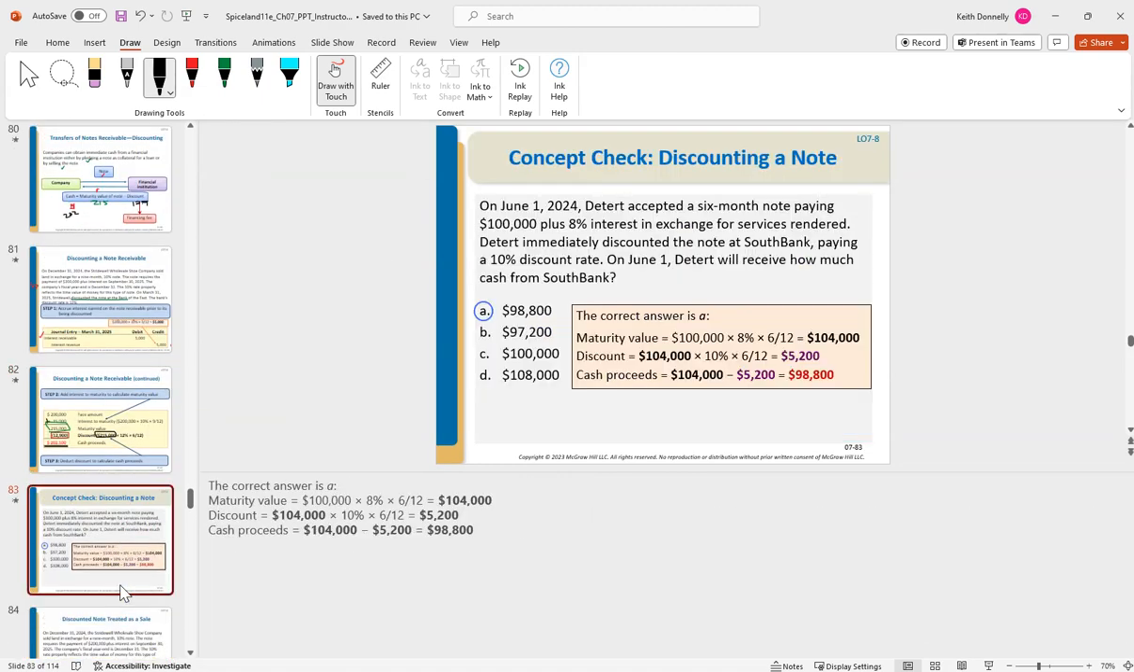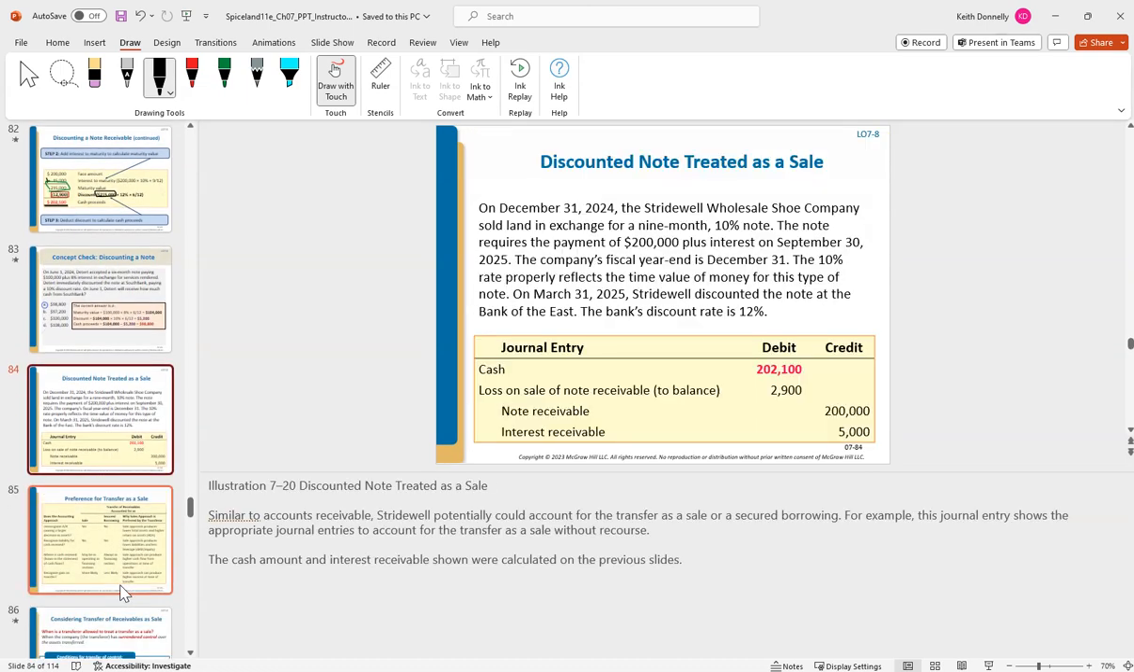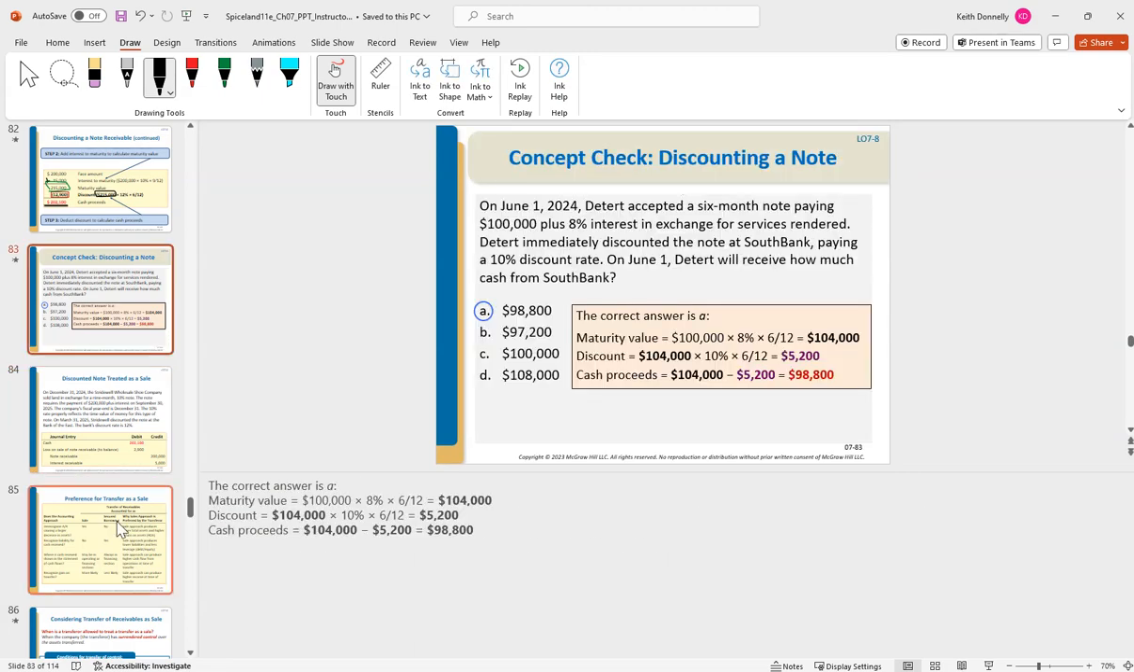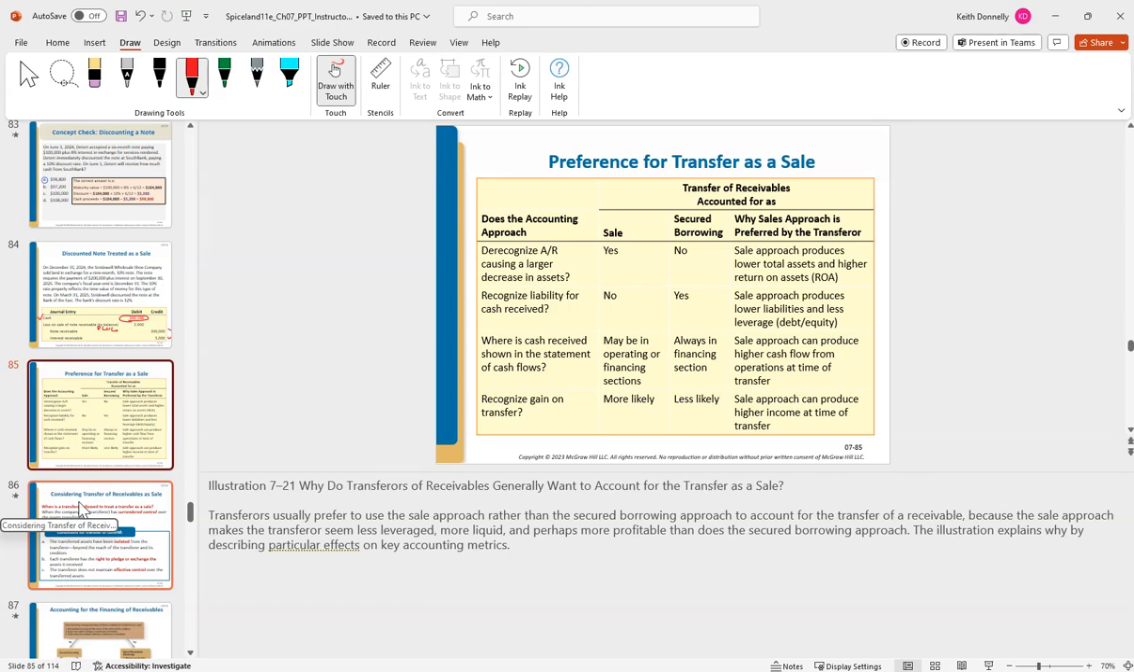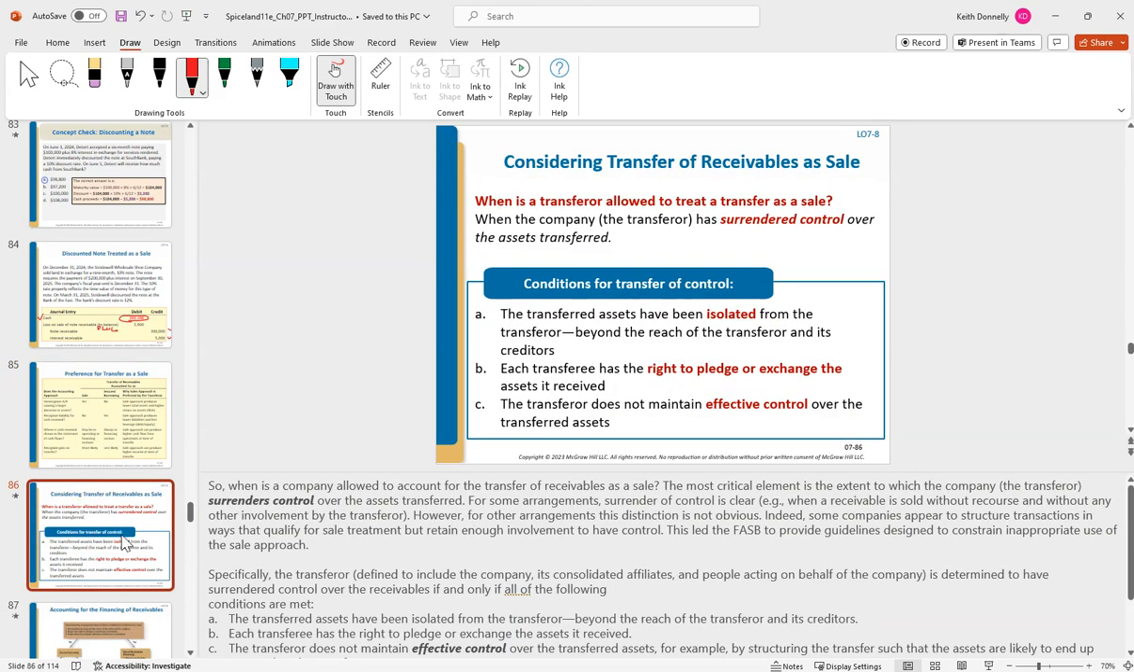You can look at that MCQ there. A couple things. We said, discounted note treated as a sale. How do we deal with this? So we just calculated the 202. Debit cash 202. We'll get rid of the note. We'll get rid of the interest receivable. The difference, the plug in this case, will be a loss on it. You can look at that, not too concerned about that guy right there.